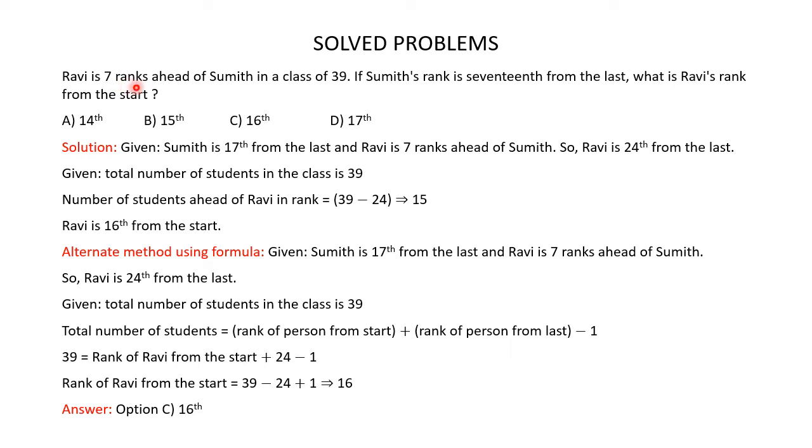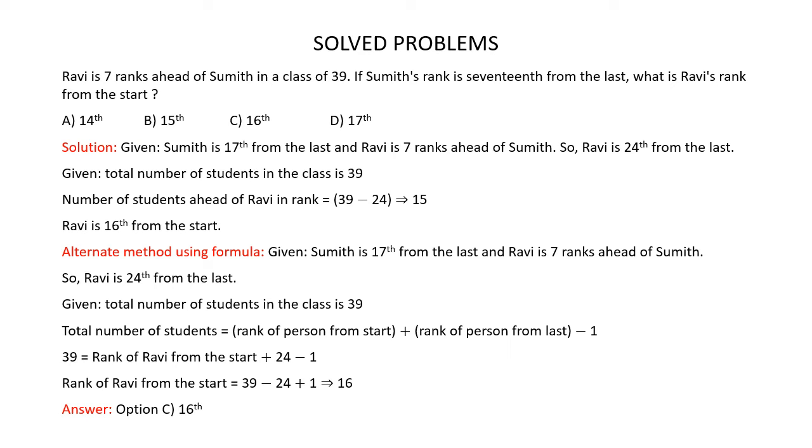Ravi is 7 ranks ahead of Sumit in a class of 39. If Sumit's rank is 17th from the last, what is Ravi's rank from the start? You are given 4 options and you have to find out which of these options is the correct one.